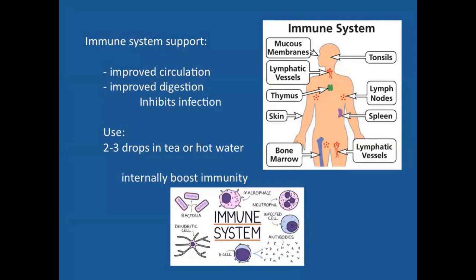So it improves circulation, improves digestion, and helps inhibit infection through improved digestion, breaking down things that come in through our mouth that would go into our gut, because that's really the most intimate association of our bodies with the environment, through the food we eat, because it's really inside of us, down inside of our core. So you can use 2 to 3 drops in tea or hot water to help boost our immune system.